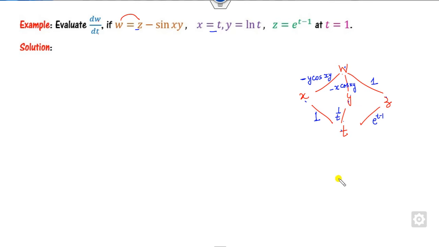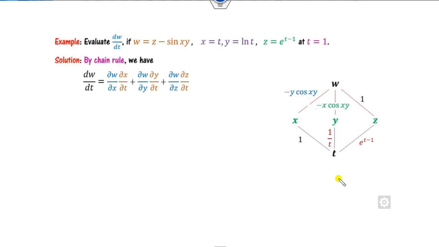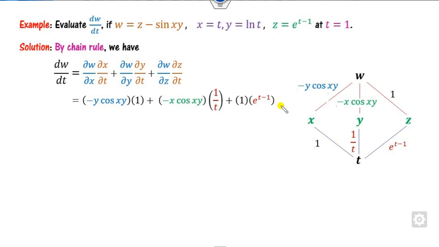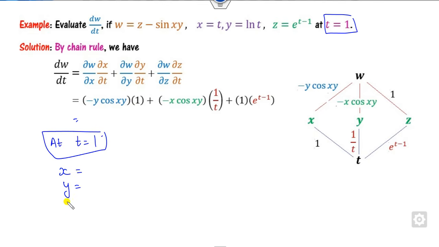So once you make this table, you can substitute this value here. So once you write here, this is the expression. Now since we need the value at t equal to 1, if you substitute here, what is the value of x at t is 1? What is the value of y and z? When t is 1, x is my 1. When t is 1, ln of 1, that is nothing but my 0. What is that?